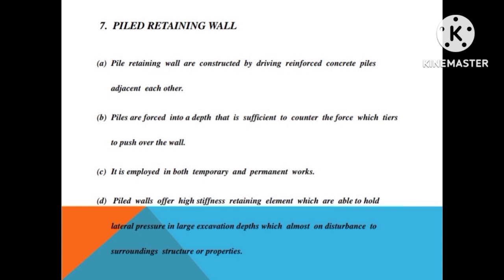Seventh one is piled retaining wall. Piled retaining walls are constructed by driving reinforced concrete piles adjacent to each other. Piles are forced into a depth that is sufficient to counter the force which tries to push over the wall. It is employed in both temporary and permanent works.